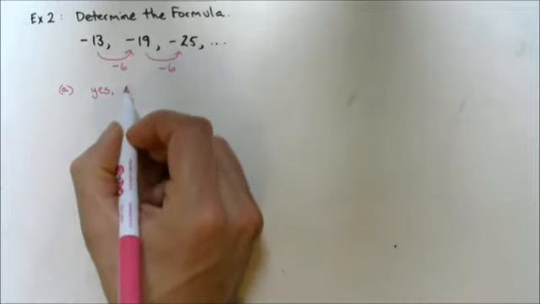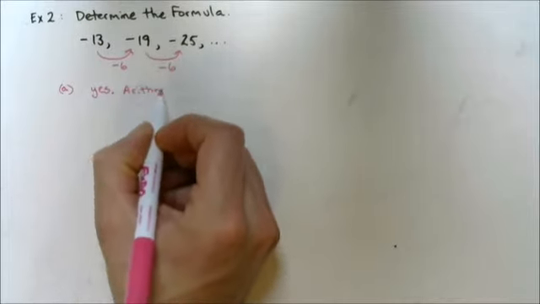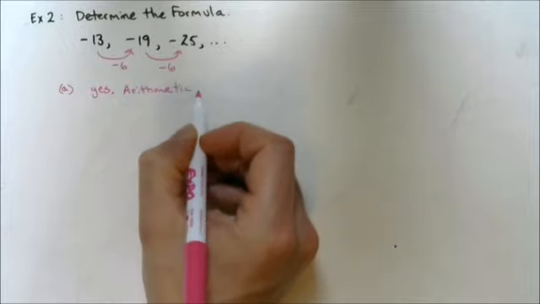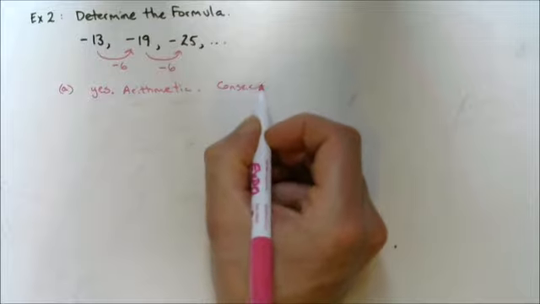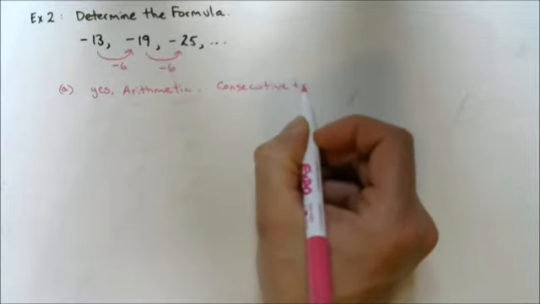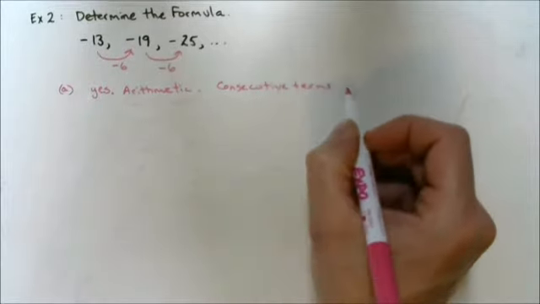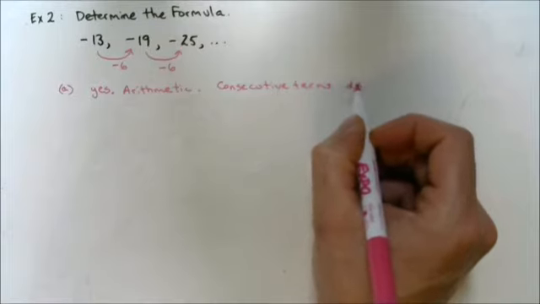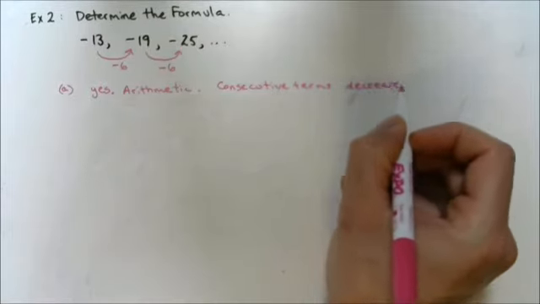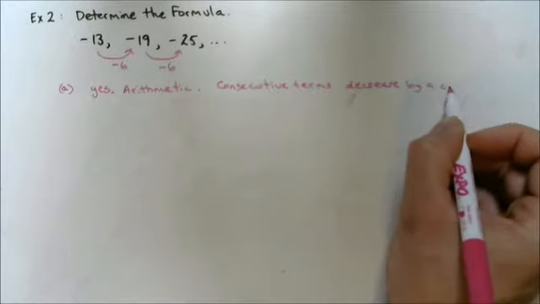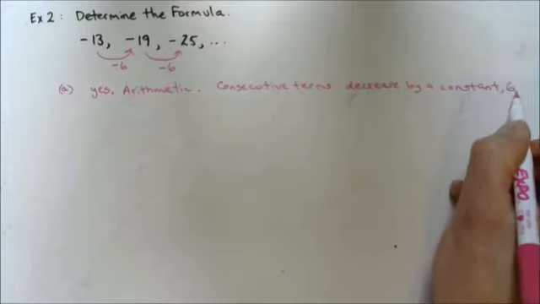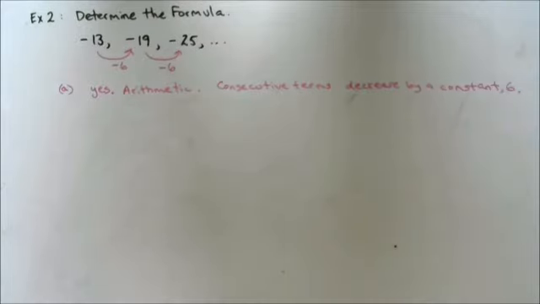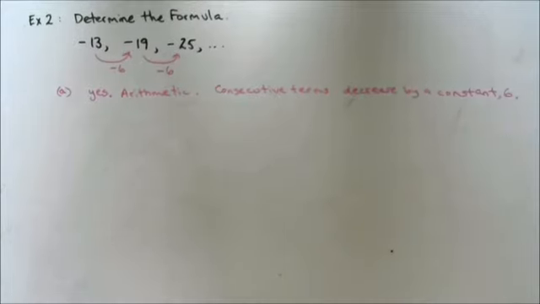Yes, arithmetic. How do we know this is true? Well, consecutive terms decrease by a constant, in this case, 6. So that's how we know it's arithmetic. Term to term, it decreases by a constant. There is a common difference.